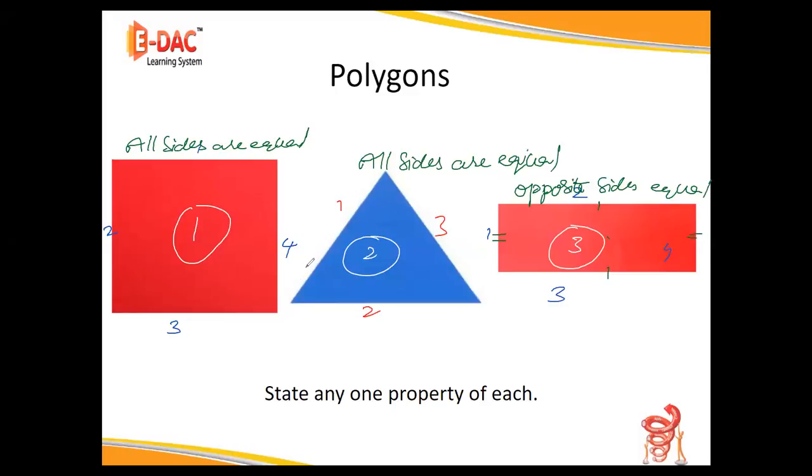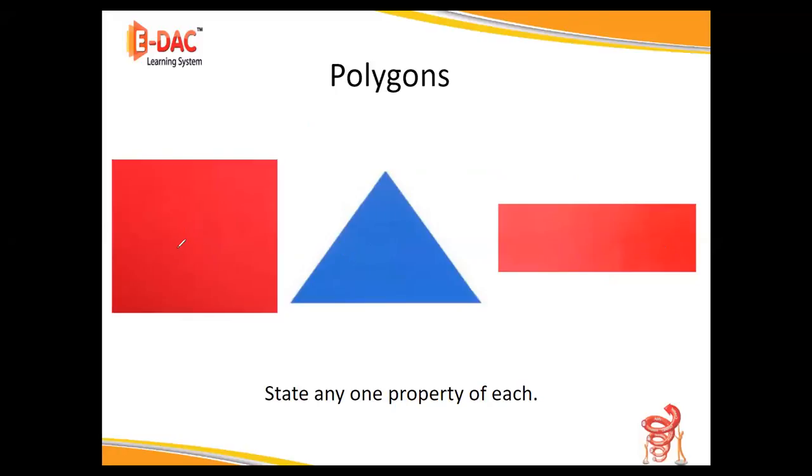So all sides are equal in some, they are made by line segments, and opposite sides are equal in another. So this is one property of each of the given figures. So it is one polygon, and it is one polygon, and this is one polygon, right? We'll go for the next, regular and irregular.